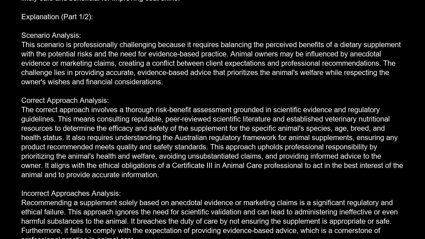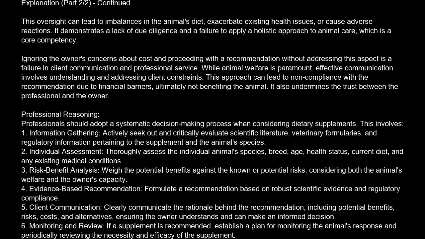Suggesting a supplement without considering the animal's specific dietary needs and existing health conditions is also professionally unacceptable. This oversight can lead to imbalances in the animal's diet, exacerbate existing health issues, or cause adverse reactions. It demonstrates a lack of due diligence and a failure to apply a holistic approach to animal care, which is a core competency. Ignoring the owner's concerns about cost and proceeding with a recommendation without addressing this aspect is a failure in client communication and professional service.